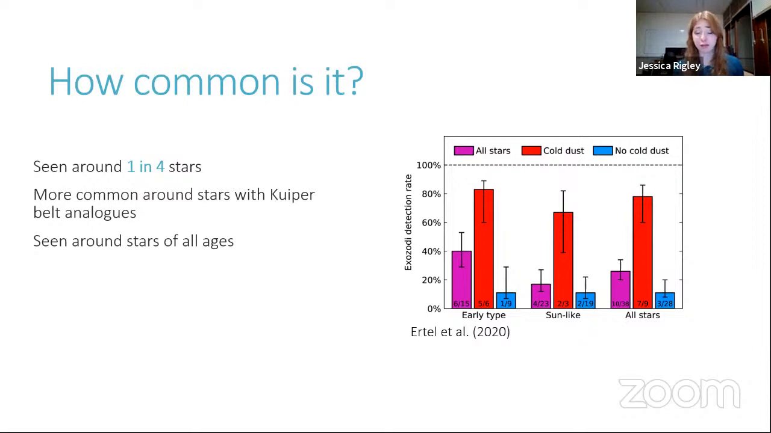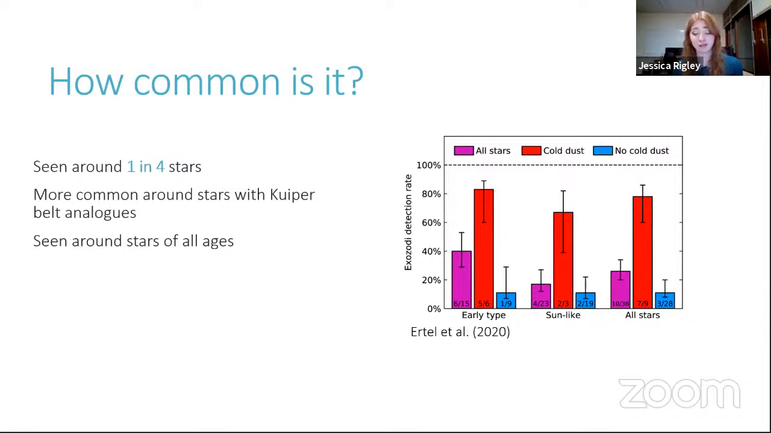And the other key result from our survey was that we see this a lot more often around stars which have cold dust. So for example, this red bar here shows that 7 out of the 9 stars with cold dust also had warm exozodis. And this cold dust tells us that we have a Kuiper belt around the star. So what this is saying is that if a star has a Kuiper belt, it's much more likely to also have this warm dust in the habitable zone. And that's important because maybe the two could be linked somehow.